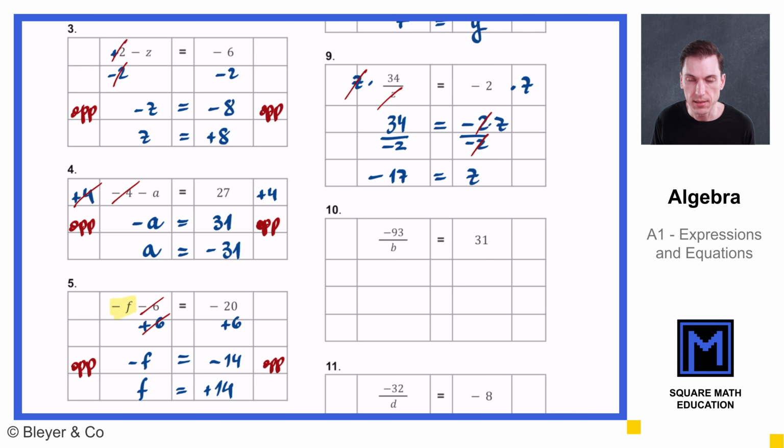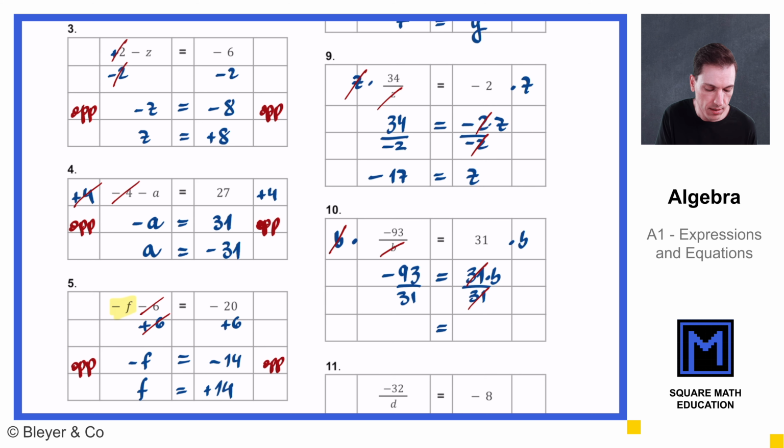Next equation, negative 93 divided by b is equal to 31. If you divide by b on both sides, we're going to multiply by b on both sides. You can already guess that b divided by b is going to cancel out, equals negative 93 is left on one side of my equation. On the other side we have 31 times b. Now we're going to do the inverse operation of multiplying by 31, which is dividing by 31. Equal sign, 31 divided by 31 is 1. So we have b left on one side of my equation.